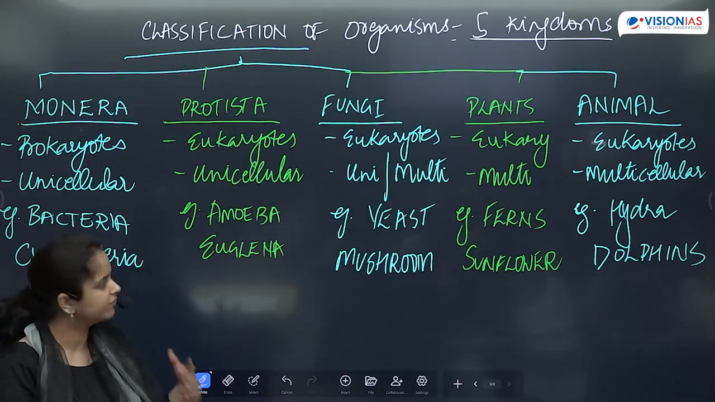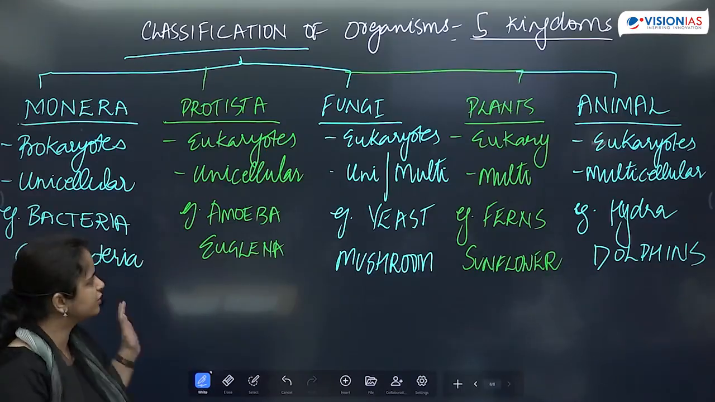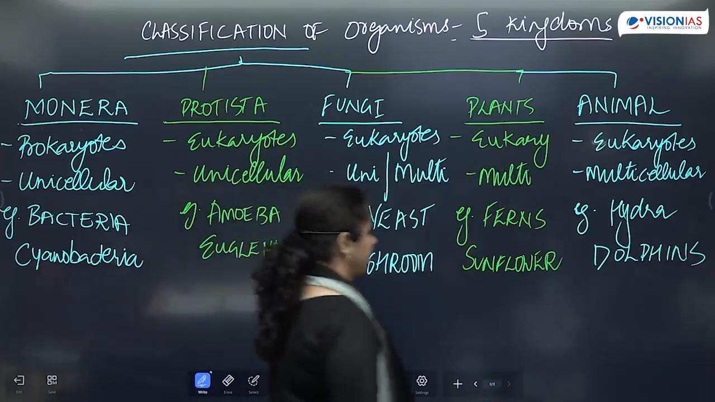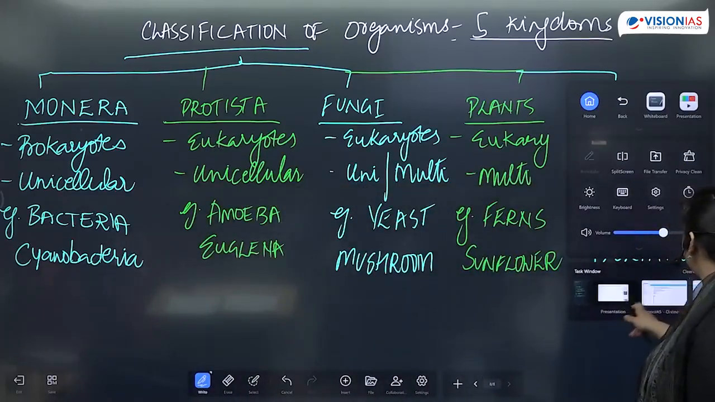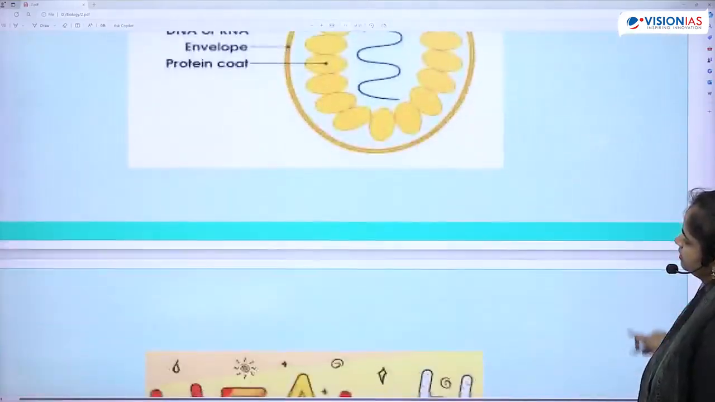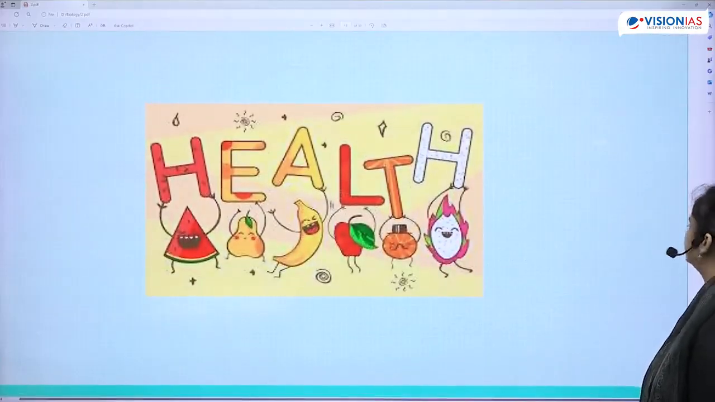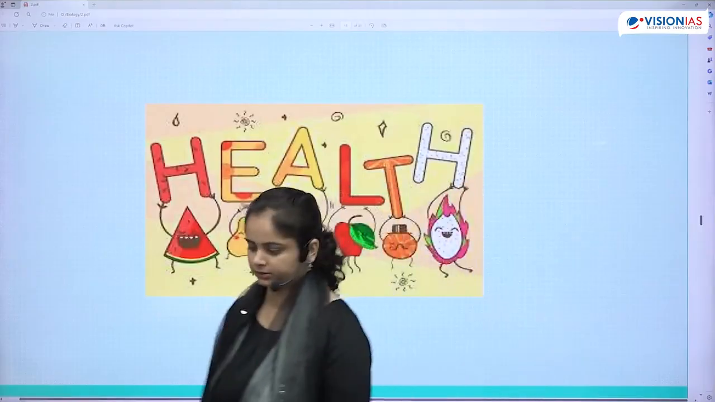ठीक है? We'll refer to this again when we go to diseases. You don't need a lot of details, but you need to have this basic idea at least. Okay. Now with this we finish our chapter on cell biology and we come to the next chapter, which is the health.